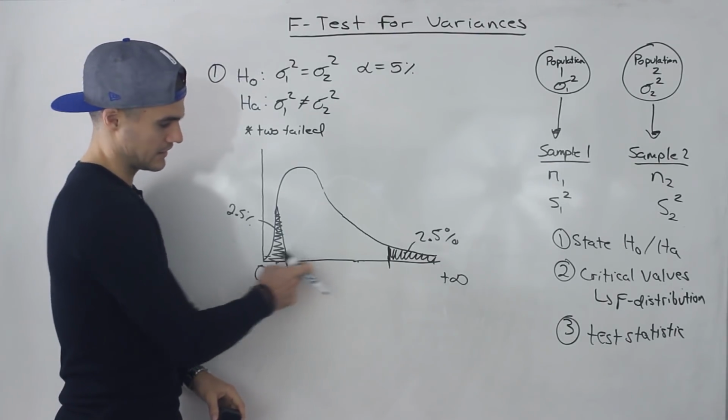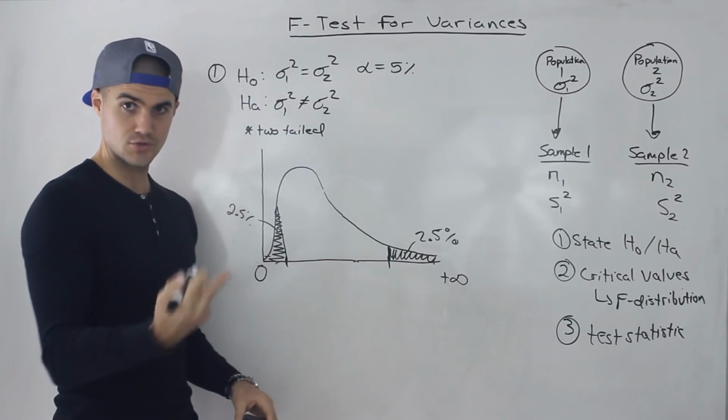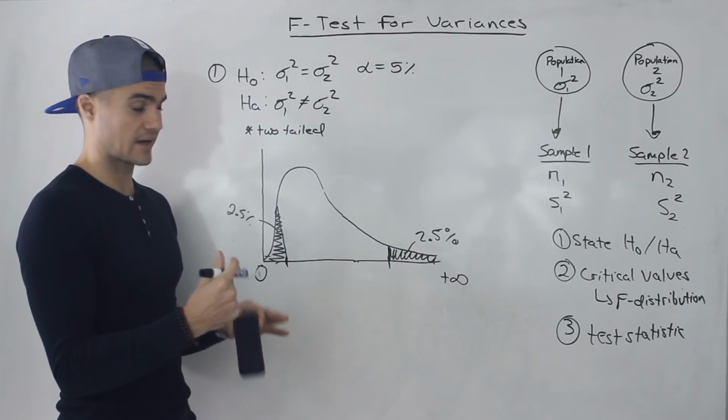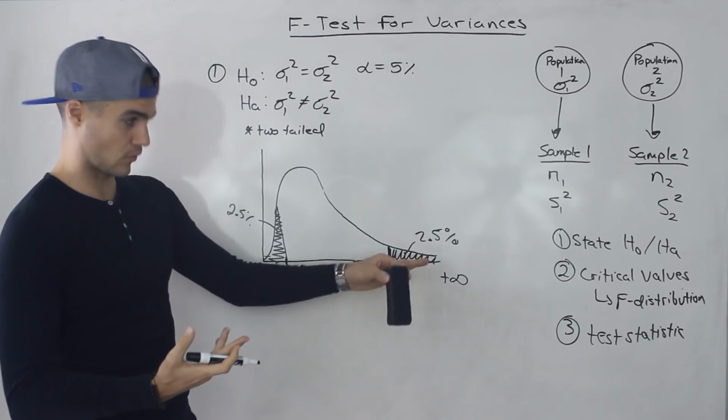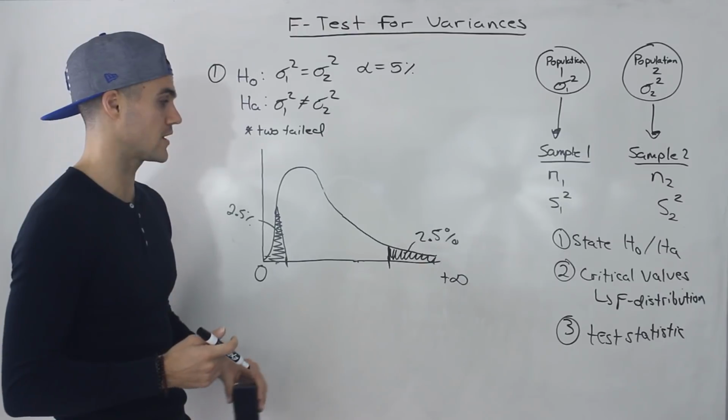Question is, how do we find these two critical values over here? Well, we can do it in two ways, like before. We can use something called an F table, right? And that's for the F distribution, or we can also use the stats calculator. I'm going to show you both ways.